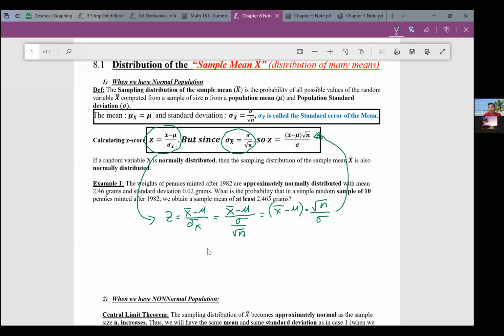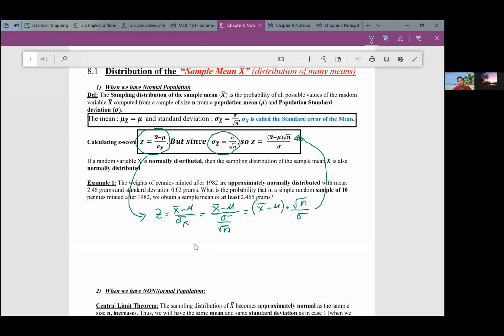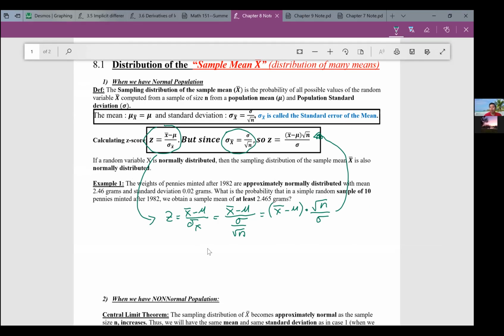So what's the difference? If you use the first formula, you have to find sigma x bar. If you use the second formula, there's no need to find sigma x bar. You just plug in whatever they give you, and you're on your way with that problem. So if they give you sigma x bar, you use the first formula. If they don't give you sigma x bar, then you can use the second formula, or you can find sigma x bar by yourself. Sigma and sigma x bar are different from each other. Sigma is the population standard deviation. Sigma x bar is the standard error of the mean. Totally different objects, so just keep that in mind.